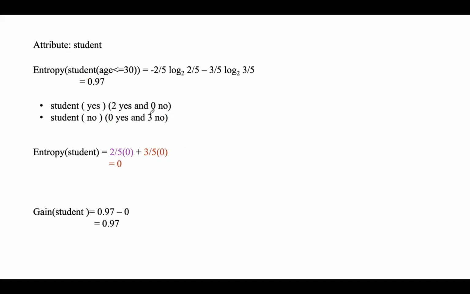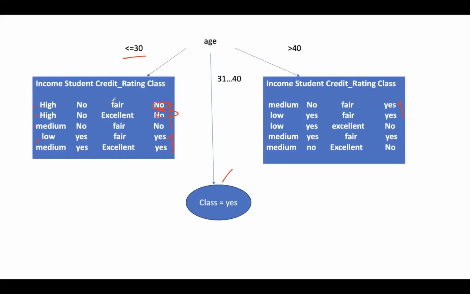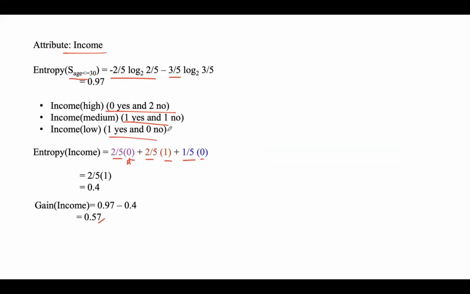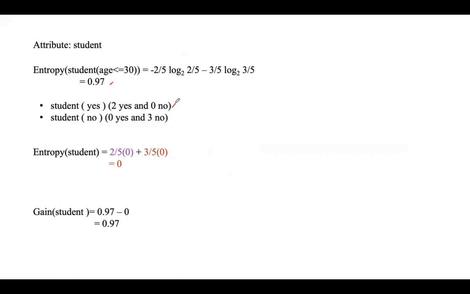So let us take the second attribute, student. This value remains the same. Now, student. We have 2 cases for student. One is yes and second one is no. So find out number of yes in student. We have 2 yes, we don't have any no. If the student is no, then we have 3 no's, we don't have yes. So one is 2 yes and 0 no's and the other is 0 yes and 3 no's.